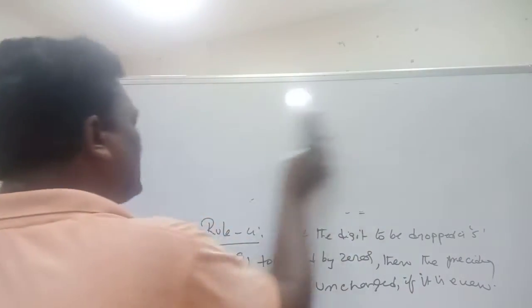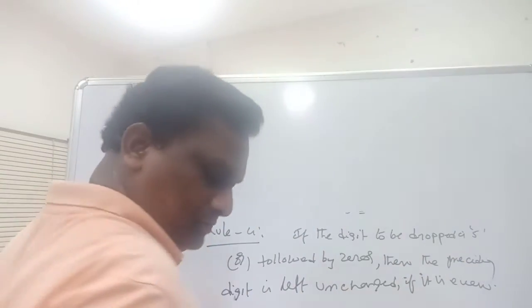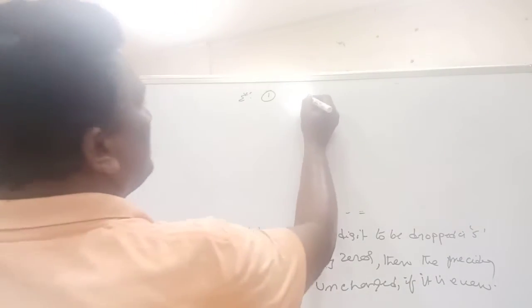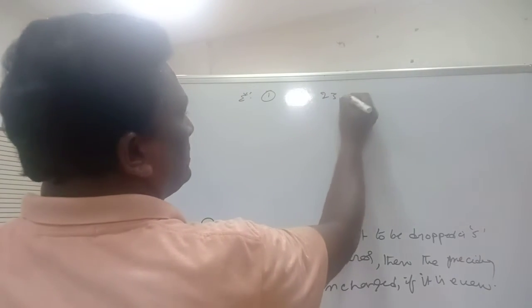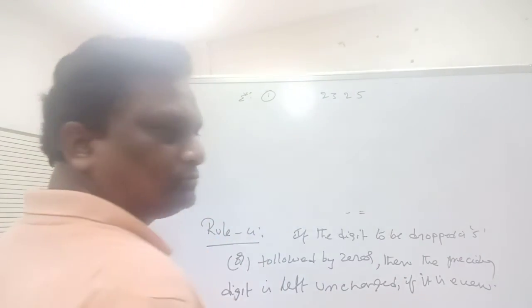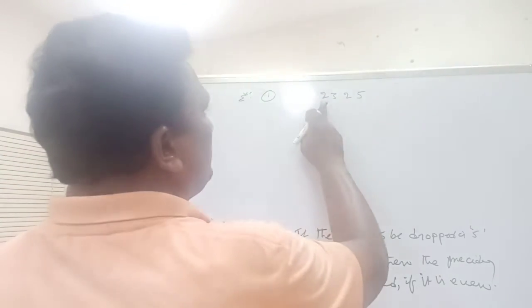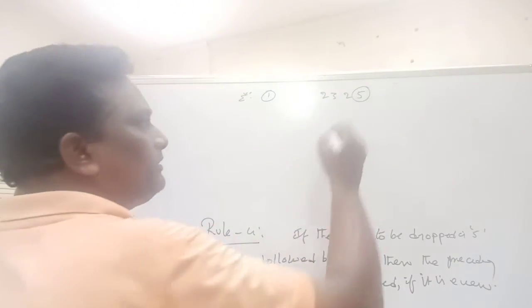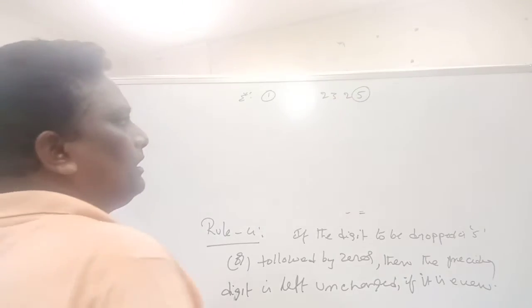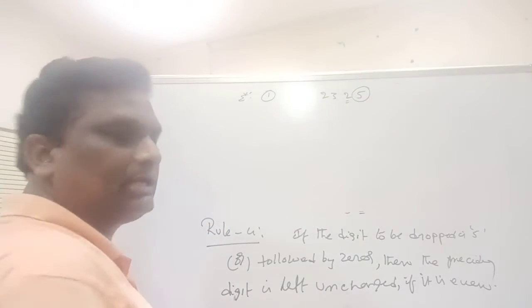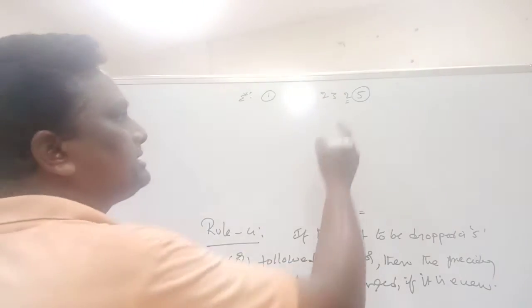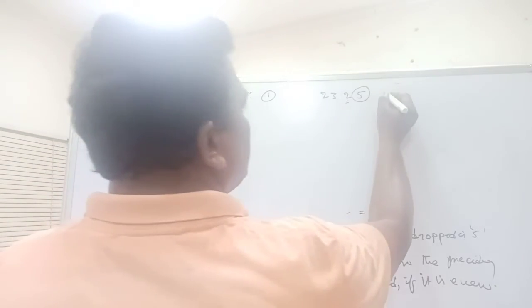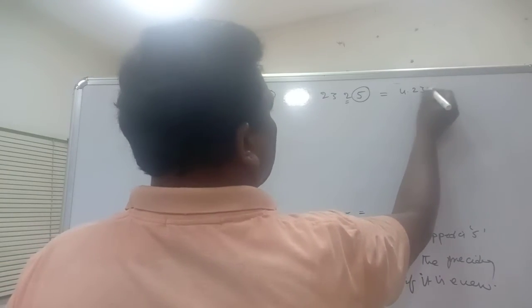Means, see the example for this rule number 4. First example, you see, suppose 4.2325. You want to drop this 5. If the digit to be dropped is 5, then the preceding digit is left unchanged if it is even. See here, the preceding digit is 2. 2 is even number. So, it is left unchanged. So, answer is 4.232.